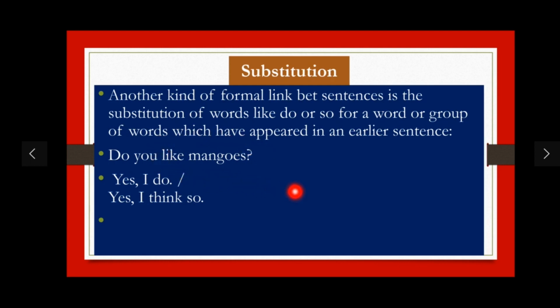For example, if I ask you, do you love your country? And you tell me, yes, I do. So you are replacing love your country with do. So this is substitution.